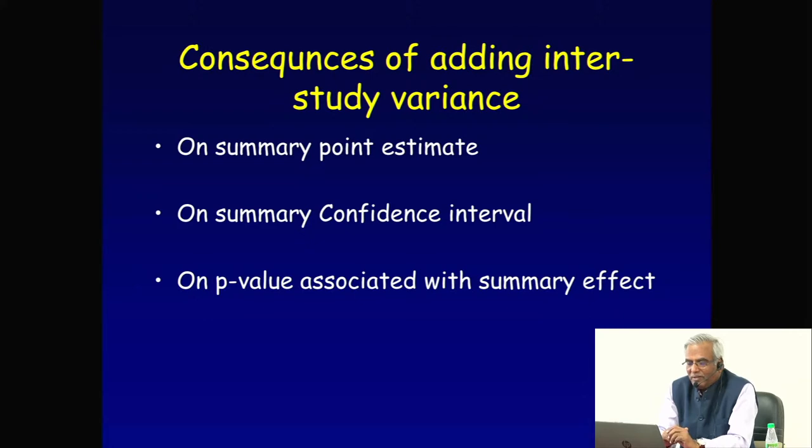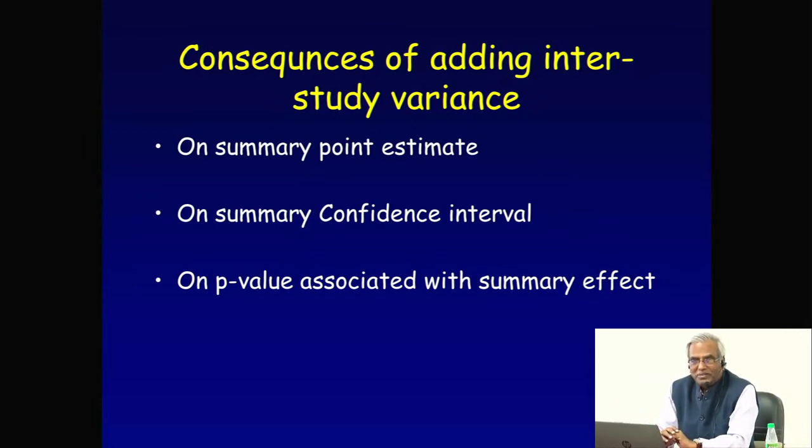So what will be the effect on the p-value associated with the summary effect? P-value is less than 0.05 if the vertical line of no effect is not crossed, right? Where is there more chance of crossing? In fixed effect or random effect? Random effect, more chances of crossing. And you saw that example where fixed effect was not crossing, random effect was crossing. So very often, when you use fixed effect and you get a p-value less than 0.05, when you do random effect, you may find that the p-value is not less than 0.05, because now the confidence interval is wide, it is crossing to the other side.